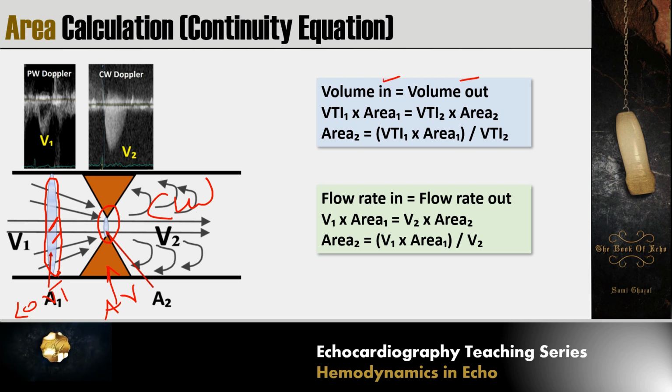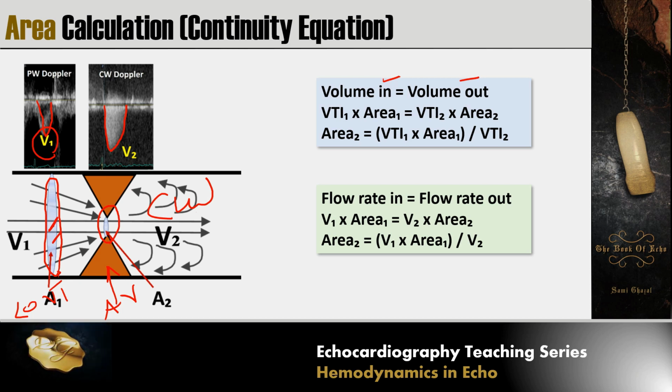So in this example, we have the pulse wave Doppler to get V1. If we trace it, we get VTI. So it will be VTI1, and this is continuous wave Doppler. We can get it in apical views in aortic valve, and we have the VTI if we trace it.